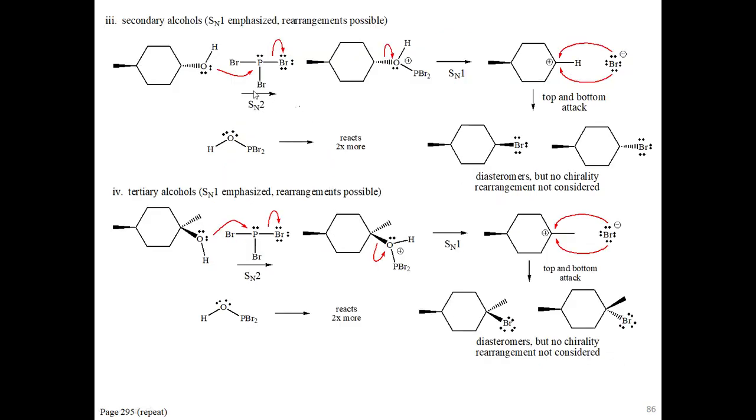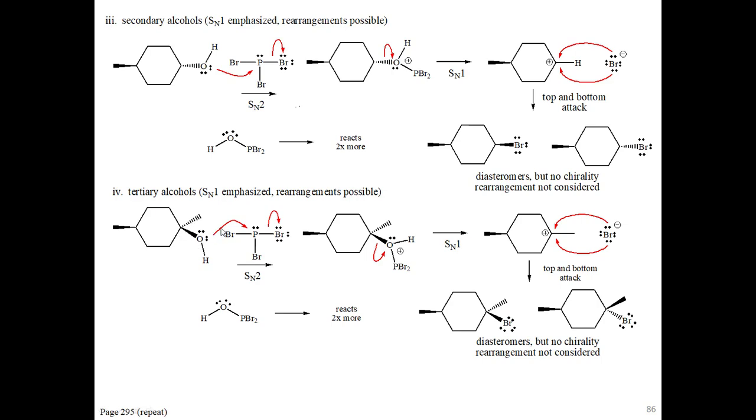So just as before, I can attack the phosphorus, push off the bromide. I have a bromide, a good bromide nucleophile. In this case, since it's secondary, this group can leave on its own. So then we form it over here. And then the bromide can come in from the top or the bottom, just as we showed with the HBr. And we get diastereomers. Okay? So cis and trans.